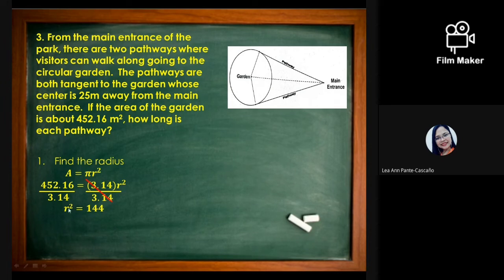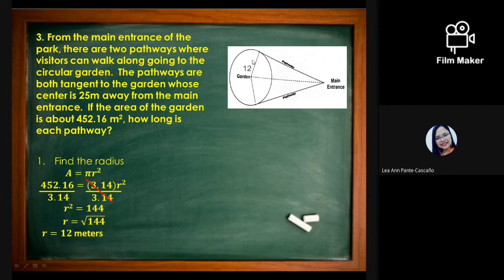Then, how to find the radius? Since meron tayo ditong squared, ibig sabihin po, for us to remove squared, pwede tayong maglagay ng radical sign to both sides to remove the squared. Since ang reciprocal po ng exponent na meron tayo is 1/2 and that could be expressed in radical form. Kaya, ang mangyayari ay the radius is equal to the square root of 144. And what is the square root of 144? The radius now is equal to the square root of 144, which is 12 meters.